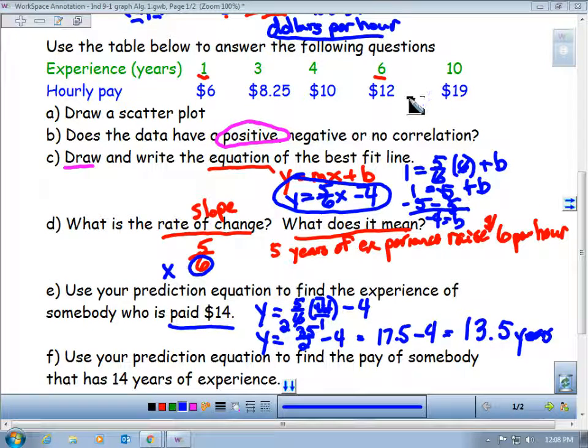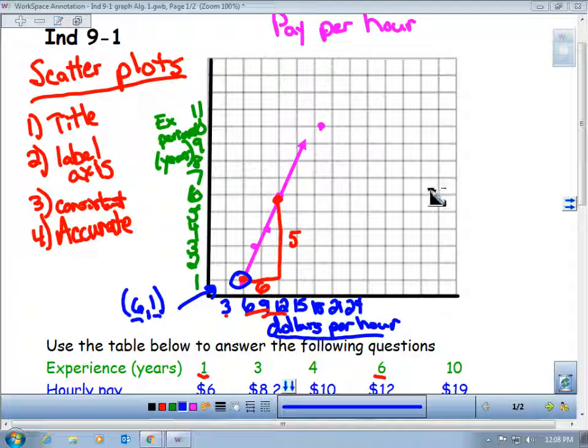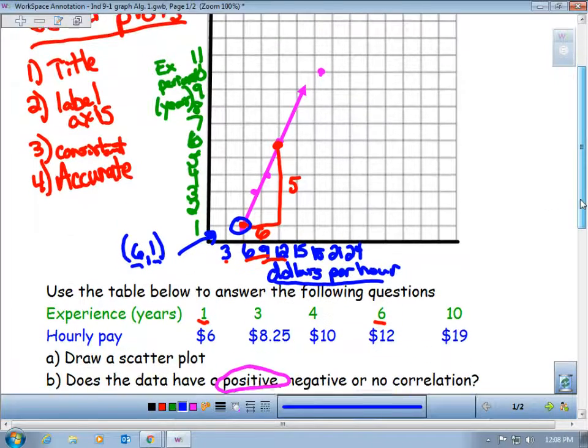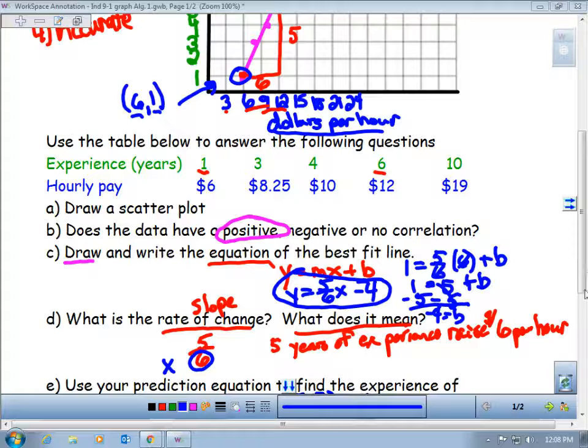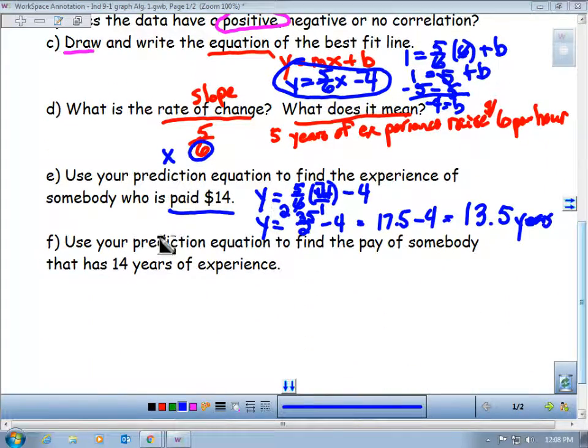Yeah, I'd be somewhere in between here, 6 and 10. And you could probably see that my 19 is a little bit below my line. So maybe that's a little off of where my equation ought to be, but that's okay. It's consistent with what we had here.